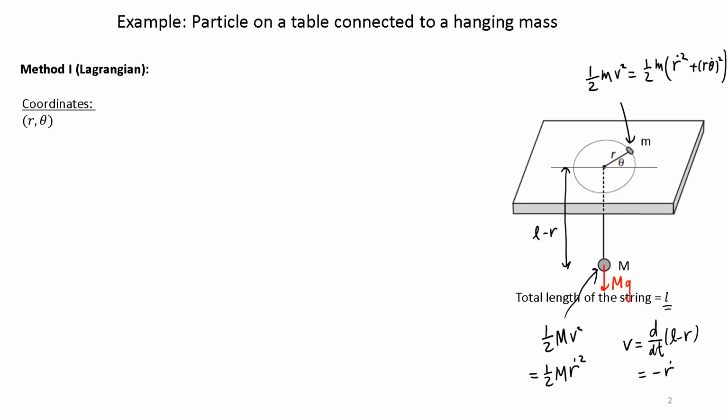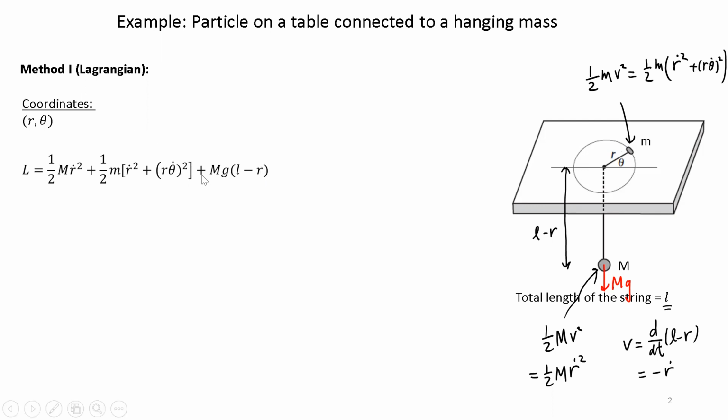And for the potential energy, we don't need to worry about the upper mass because it always stays in the same plane. It does not have any vertical movement, right? So you just need to consider the gravitational potential energy for this big mass over here. So therefore, I have this term right here.